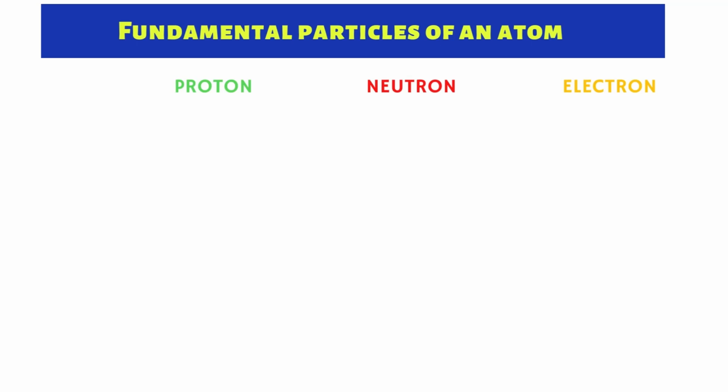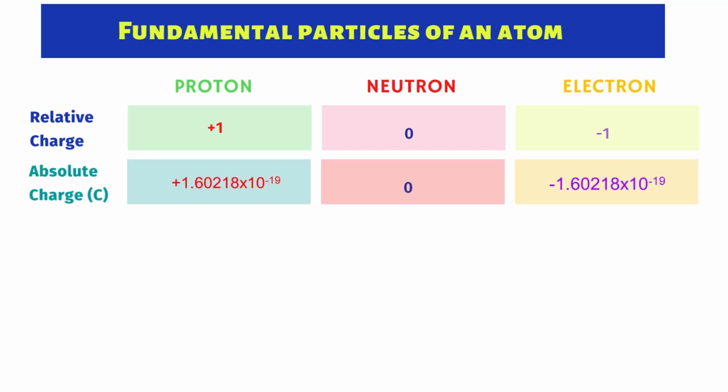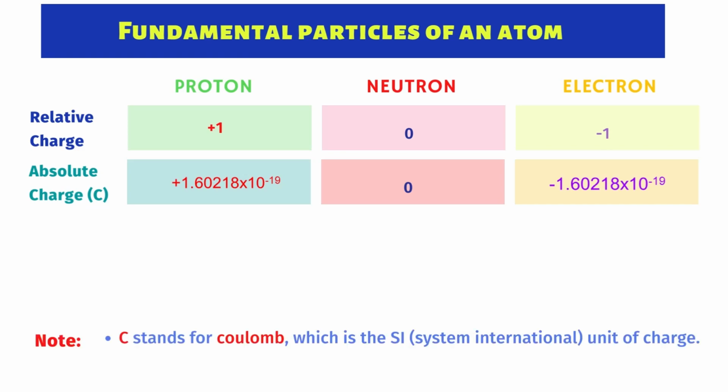Now we will see the properties of fundamental particles of an atom, which are protons, neutrons, and electrons. The relative charge on a proton is +1, on a neutron is 0, as it is neutral, having no charge, while on an electron is -1. Absolute charge on a proton is positive 1.60218 × 10 raised to power minus 19, on a neutron is 0, while on an electron is negative 1.60218 × 10 raised to power minus 19. What is C in absolute charge? C stands for Coulomb, which is the SI, Système International, unit of charge.